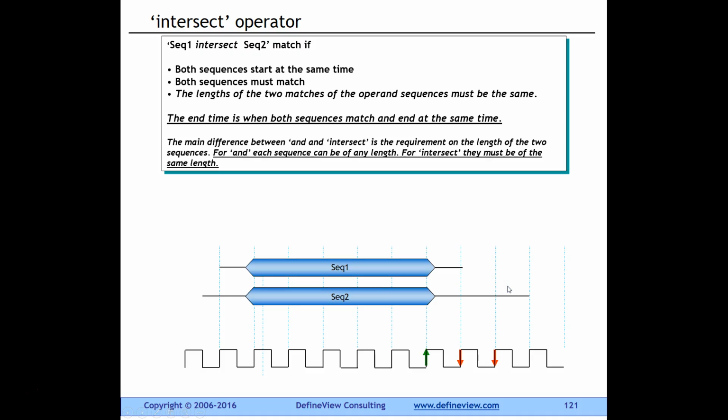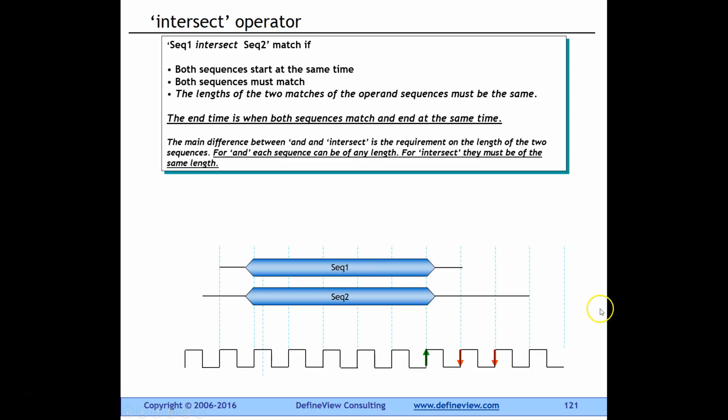Now let's look at intersect. Now intersect is sort of AND, but it has a requirement that just like in AND, both sequences must start at the same time. Both sequences must match, complete in their entirety. And the length of the two matching sequences must be the same.